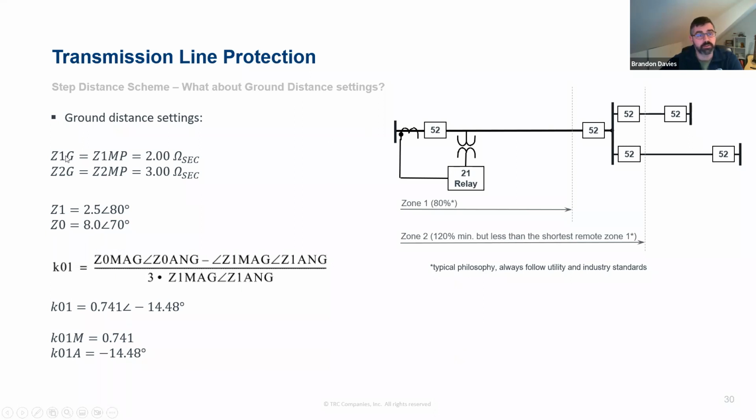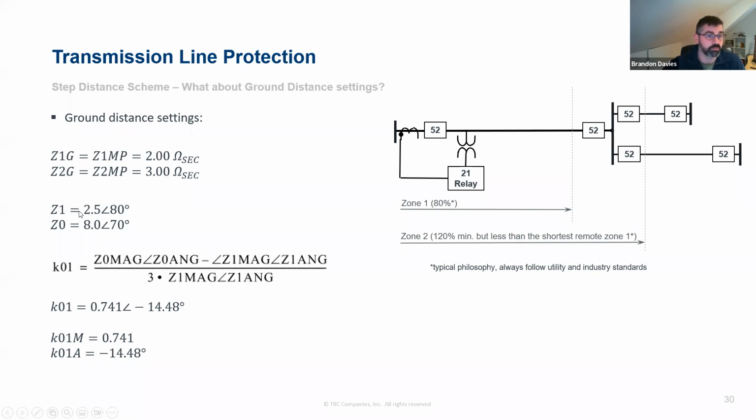So that allows us to set our ground distance elements with the exact same reaches as the phase distance elements. We'd likely have to do some additional checks and analysis to make sure we're maintaining the same coordination between remote terminals and remote relays. But for most cases, you're able to just directly set your ground distance element equal to your phase distance element for zone 1 and zone 2. So we'll have that same reaches.